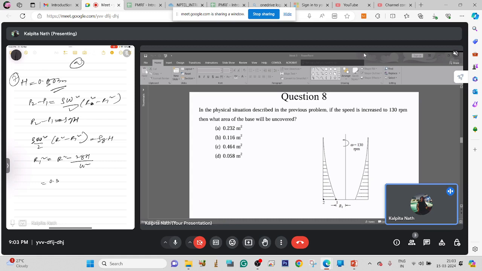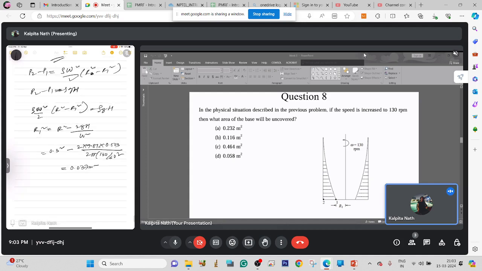So this is 0.3 square minus 2 into 9.81 into 0.503 upon (2 pi times 130 by 60) whole square. So R1 square is 0.037 meters square. The uncovered area of the base is pi R1 square, which is equal to 0.116 meters square.